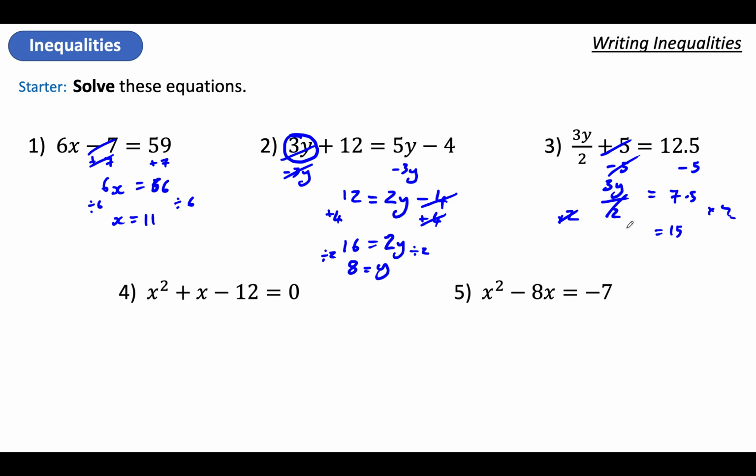That seemed to help. So we have 3y on the left-hand side. Right, now we divide by 3 to get y equals 5.